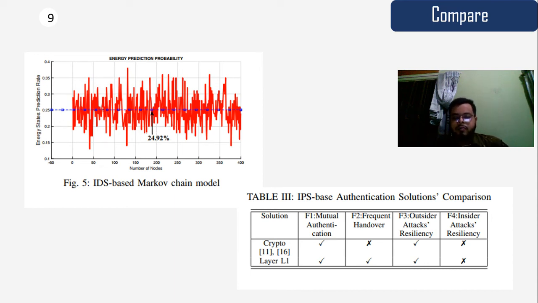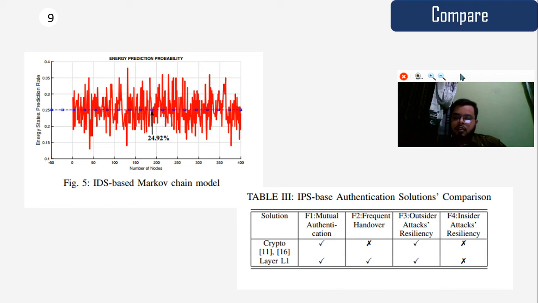And then the IPS based authentication solution, which problems have been solved? It solved almost all problems except the inside attacks resiliency. Inside attacks mostly cannot be prevented actually. It needs to be conscious. The user needs to be conscious actually. Otherwise insider attackers cannot be prevented from any types of attack.